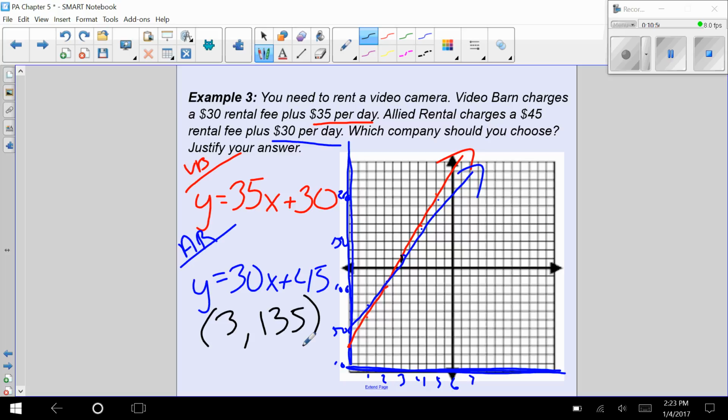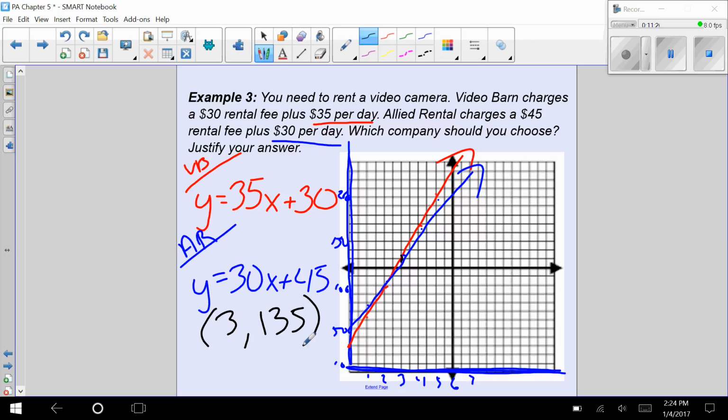So when I double check my answer, let's double check this one just out loud quick. 135 equals 35 times 3 plus 30. Well, 35 times 3 is 105. 105 plus 30 is 135, so it works. Let's check in Allied Rental. 135 equals 30 times 3 plus 45. 30 times 3 is 90. 90 plus 45 is 135, so it works.